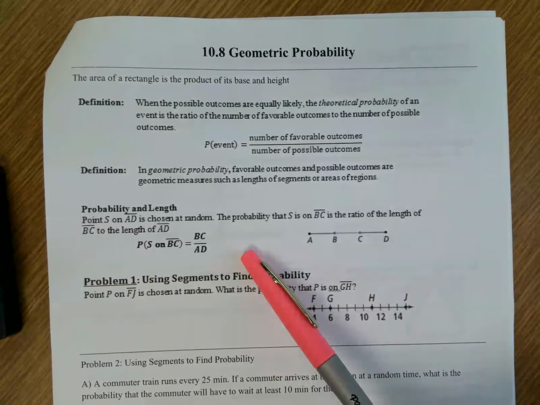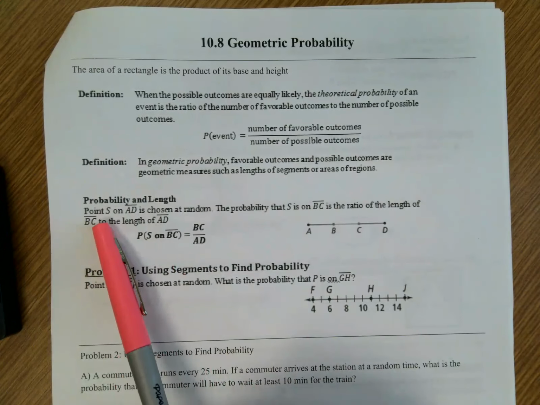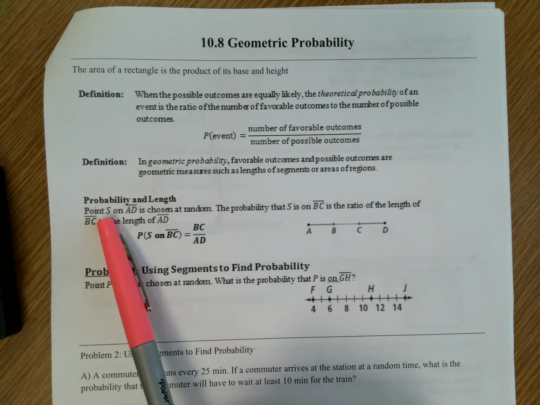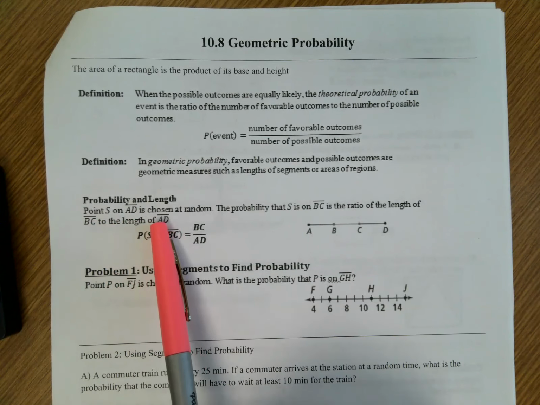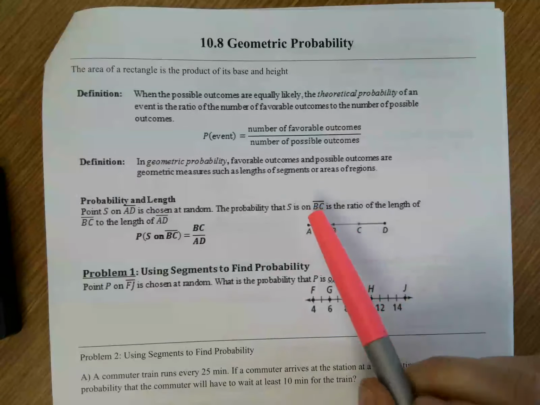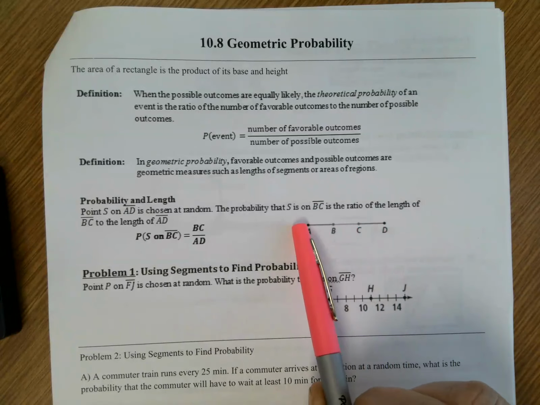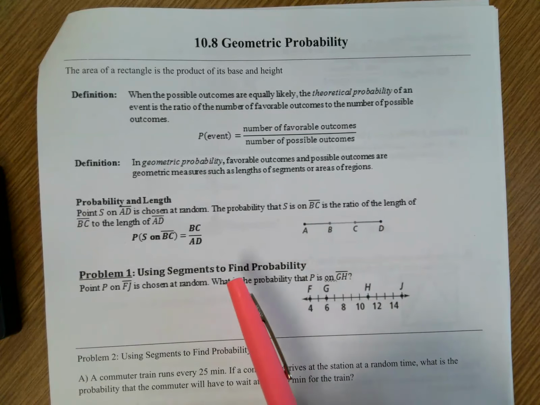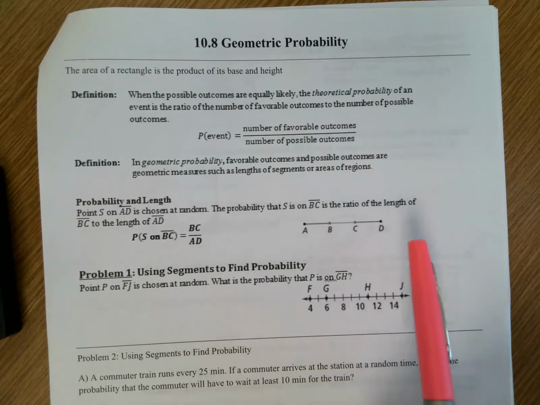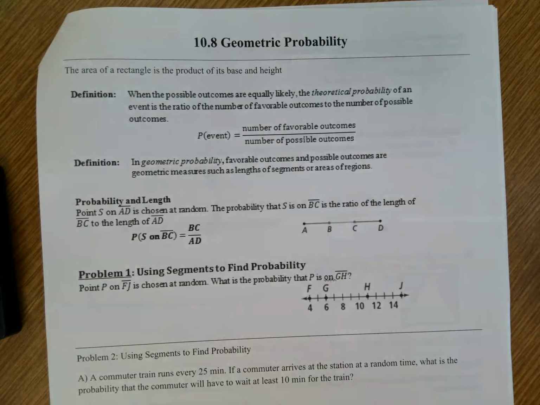So looking at this question right here, what is the probability if I were to pick a point S on AD, that it would be on BC? This is where I would need to know my length. The total is always your largest shape or your furthest distance. So my total here would be AD, because that's how long the length is. So that would be the length of AD. And the probability of being on BC is the total length of just that intended outcome, BC.